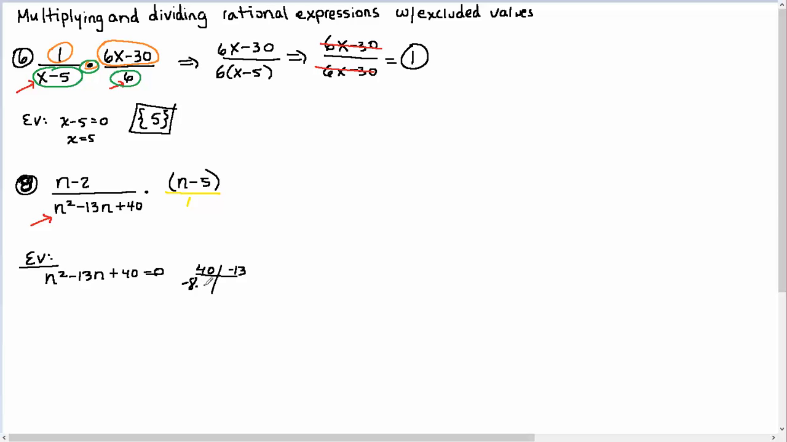It's negative 8 times negative 5. That gives me positive 40. And negative 8 plus negative 5 gives me negative 13. Yes! Alright, so it's n minus 8, n minus 5. And this is set equal to 0. That means I have to set them individually equal to 0. So from here I get n equals 8, and here I get n equals 5. And we said that we don't get anything from the 1. So the excluded values are going to be 8 and 5.